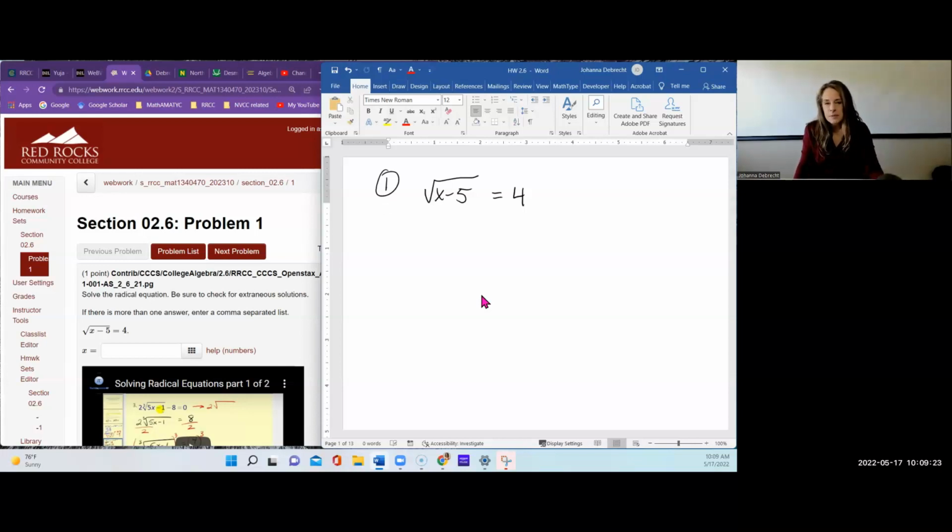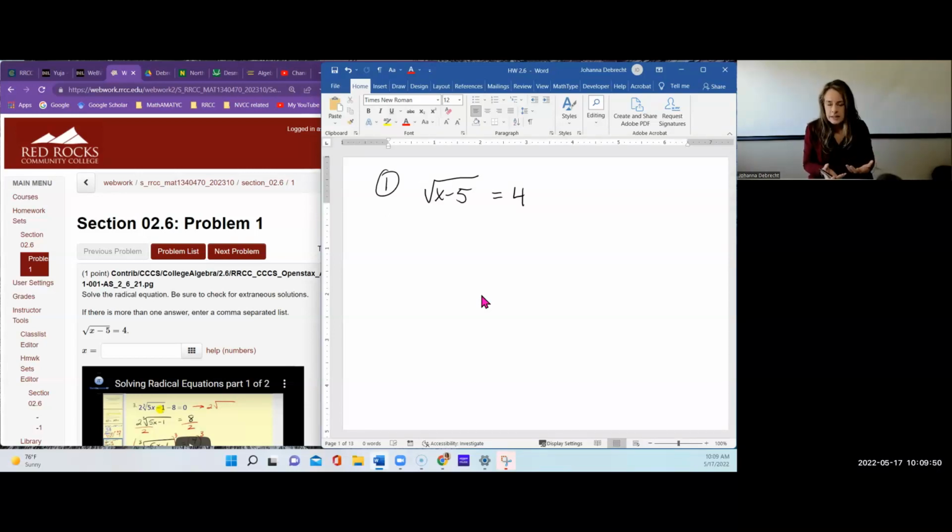Now we have to do something kind of risky in order to solve these. We're going to have to isolate the radical and then square both sides of the equation. When we square both sides, we introduce the possibility of having what's called an extraneous solution, which is a false solution. We get the answer when we solve the problem, but if we try it in the original problem, it won't work. And this is a result of squaring both sides.